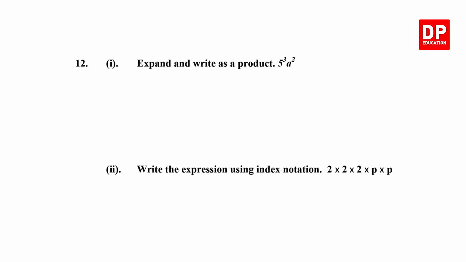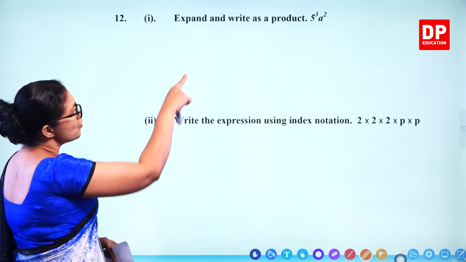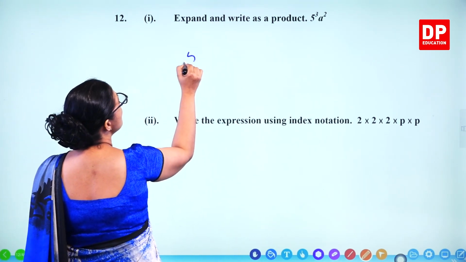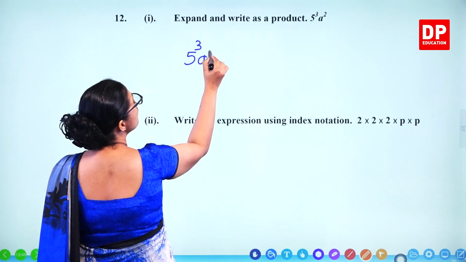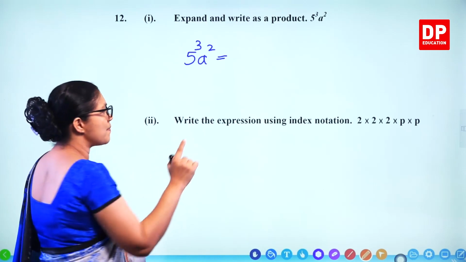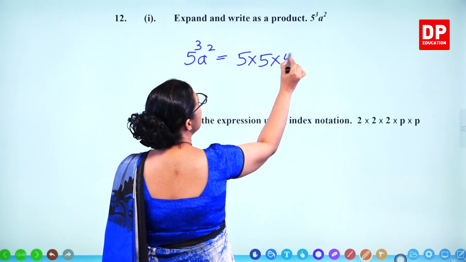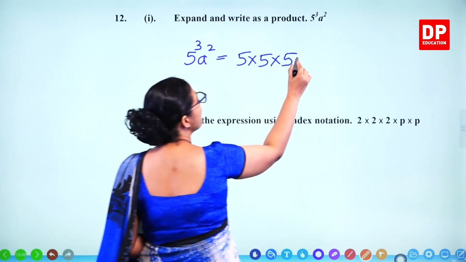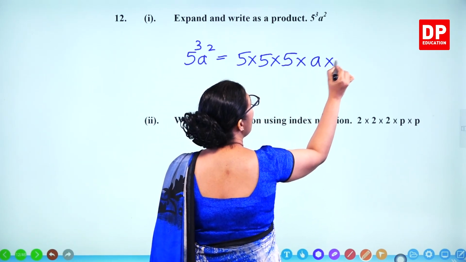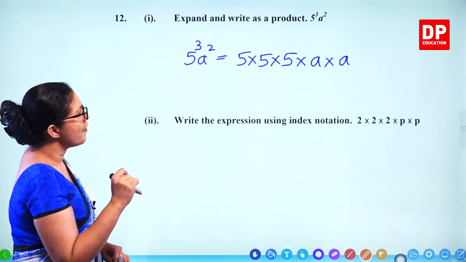Question number 12. Expand and write as a product of this one. So the number is this. How can you write 5 to the power 3 and a squared? 5 to the power 3 means 5 3 times. 5, 5, 5. Then a twice. You get a and another a. So that's how we expand and write.